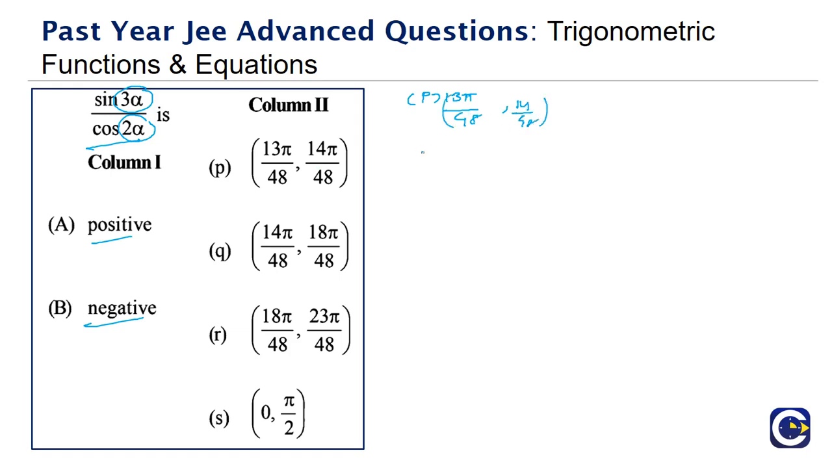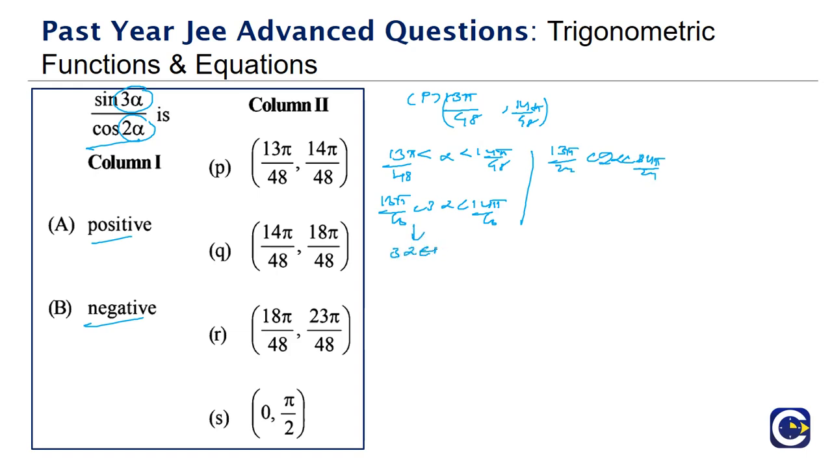So let us consider the alpha range. 13 pi by 48 is less than alpha, which is less than 14 pi by 48. If you multiply by 3, you get 13 pi by 16 is less than 3 alpha is less than 14 pi by 16. Next, if you consider 2 alpha, 13 pi by 24 is less than 2 alpha is less than 14 pi by 24. So if you observe, 3 alpha belongs to quadrant 2 and 2 alpha belongs to quadrant 2.